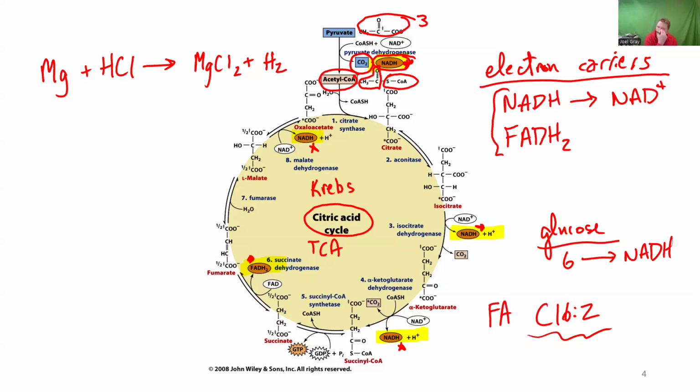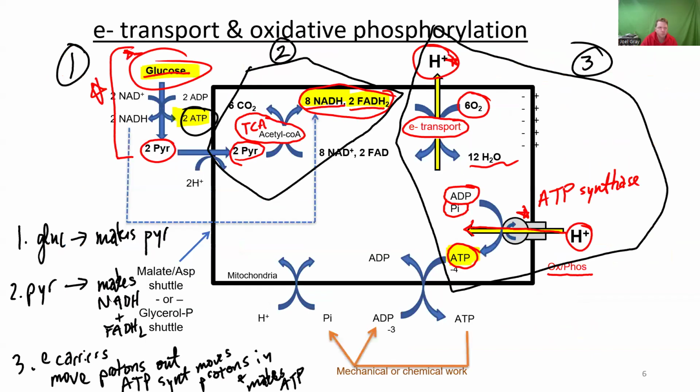Could anyone tell me where the Krebs cycle takes place within a cell? Basically, I'm just looking for, is it the cytosol or the matrix? I'll give you a little bit more direction here. If we look at this structure, it's in the matrix.